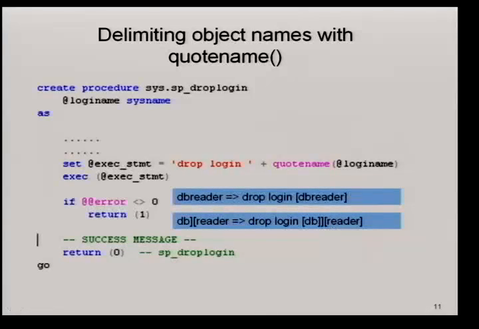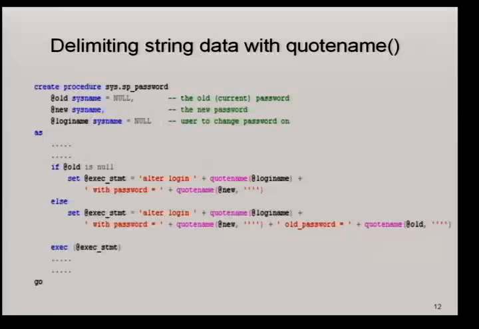So simple. You can also use the QUOTENAME function to delimit string data. If you look at the body of this sp_password stored proc, you will see the SQL statements that are being formed here. ALTER LOGIN plus QUOTENAME, because the login name is a SQL identifier. The default, we are using square brackets there. With password, because password is string data, we are using the QUOTENAME function with the single quote character. See here, those are the delimiters to represent string data.